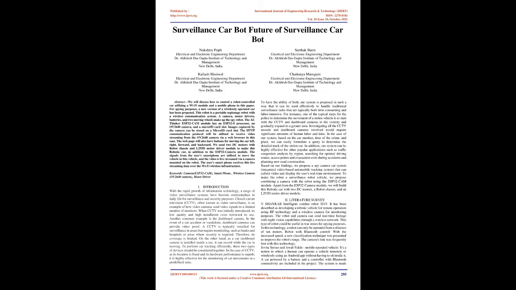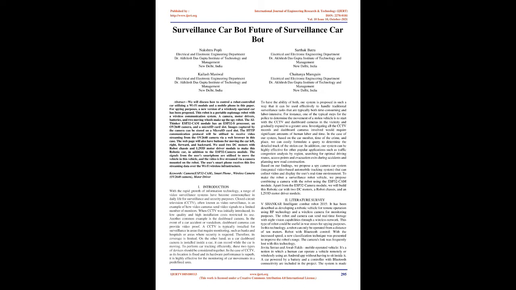For instance, one of the typical steps for the police to determine the movement of a stolen vehicle is to start with the CCTV and dashboard cameras in the vicinity and gradually expand to a greater area. Investigating all the CCTV records and dashboard cameras involved would require significant amounts of human labor and time. In the case of our system, based on the car number, time of the crime, and place, we can easily formulate a query to determine the detailed track of the stolen car.